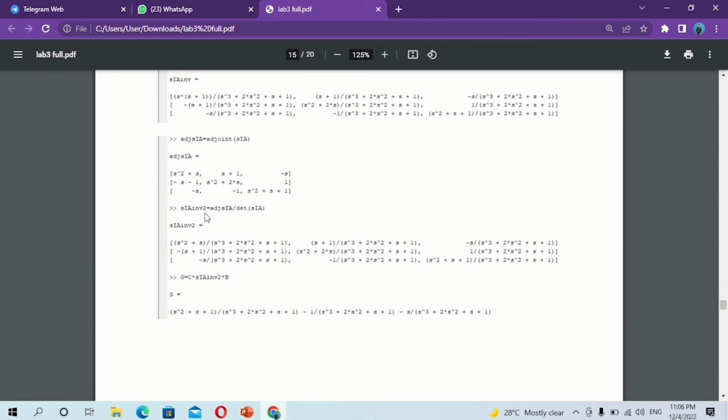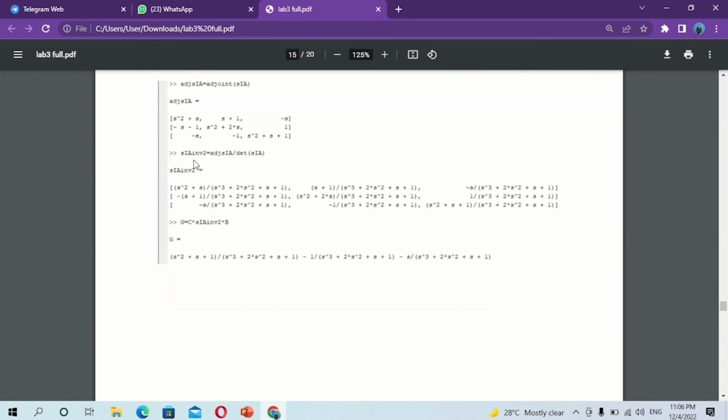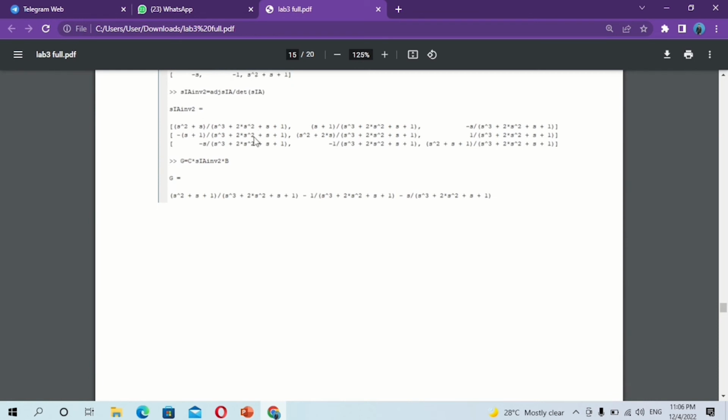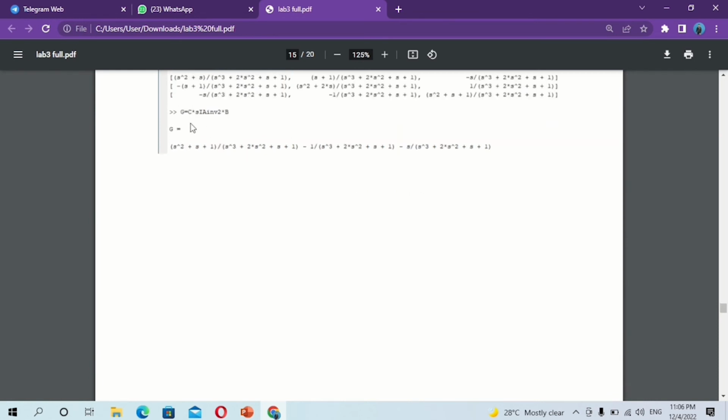Next, after we find the adjoint SIA matrix and the determinant of the SIA matrix, we can do the equation for the inverse matrix, which is SIA inverse 2 equal to the adjoint SIA matrix divided by the determinant of the SIA matrix. After we run this code, we get the inverse SIA matrix, which is this matrix. After we get this result, we can find the transfer function, for which we use this code: G equal to C multiplied by the SIA inverse 2 matrix, multiplied by B. After we run this code, we get the transfer function result.